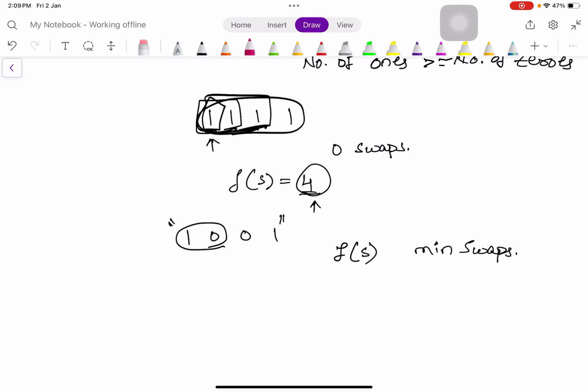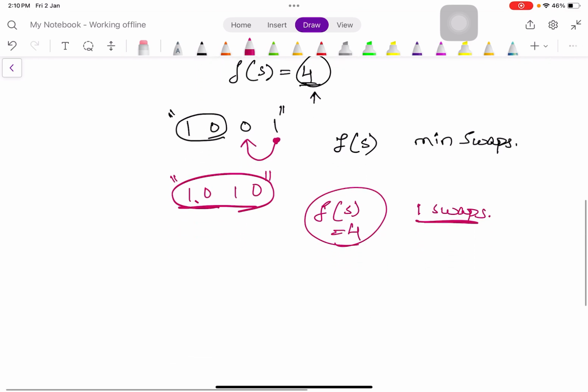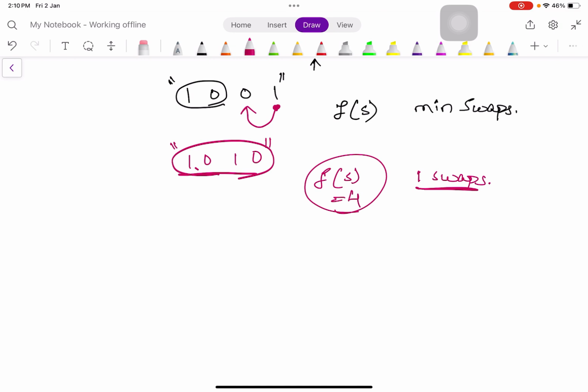Here, the last 1 that is present at the end can be swapped with the previous 0, and we get 1 0 1 0 as a string. In this, if I take the entire string as the prefix, I'll get the f(s) value as 4, and one swap is performed. So the answer here is 4, the maximum value of f(s), and with one swap we were able to achieve it. Let's look at one more example. Let's say I have 1 0 0 0 1.